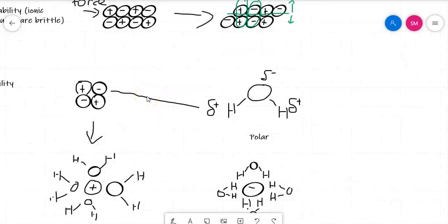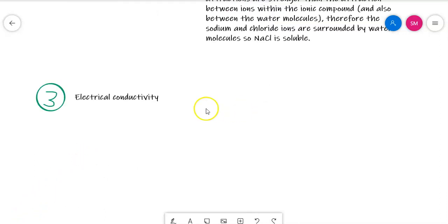So next, we will now get into electrical conductivity. I told you this was going to be a long video. We're at 25 minutes already, and we're only partway through. So electrical conductivity. The electrical conductivity of a substance depends on the charged particles being free to move.